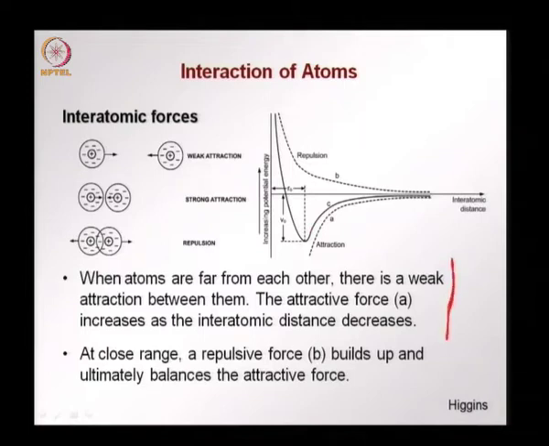So, when the atoms are far from each other, there is a weak attraction between them. The attractive forces given by curve A increase as the interatomic distance decreases, and when the atoms are very close to each other, a repulsive force forms, and this ultimately balances the attractive force, and when you have very close interatomic distances, the repulsive force is very high.